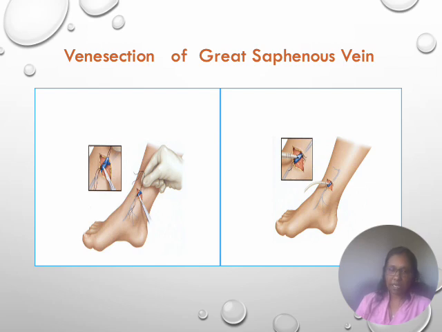In this picture, we can see that the great saphenous vein is being ligated right in front of the medial malleolus. We know that there is a nerve passing along with it at that point, that is our saphenous nerve. So whenever we are putting a ligature during the venesection procedure, we should be careful not to include the saphenous nerve which is passing along with it.